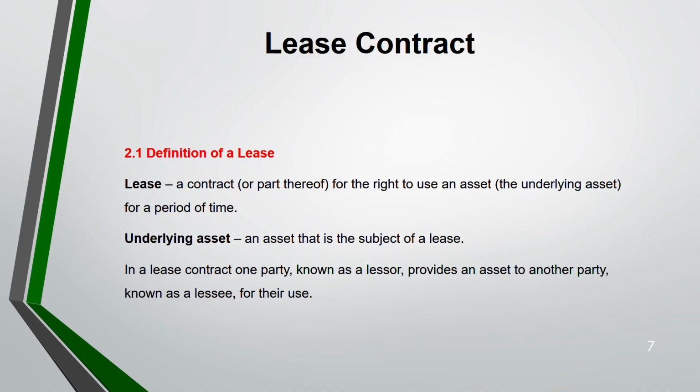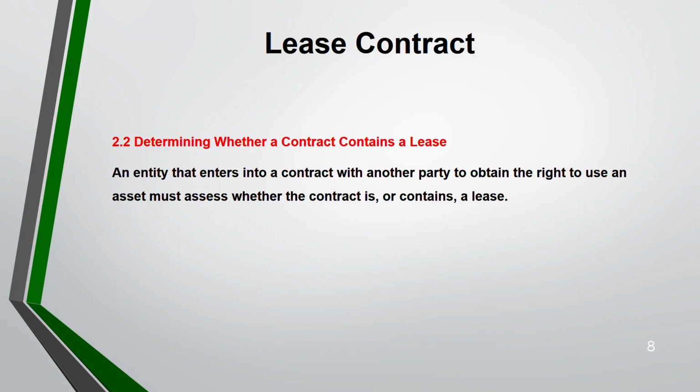Okay, now determining whether a contract contains a lease. This is very important, and this is what you have to identify in your exam. You might be given a contract, you have to see whether there's a lease or it's a performance obligation. If that contract is not a lease, then you have to deal according to IFRS 15 if you are satisfying a performance obligation. But if it's a lease, you will deal IFRS 16. So an entity that enters into a contract with another party to obtain the right to use an asset must assess whether the contract contains a lease or not.